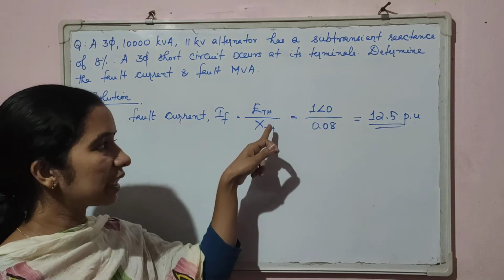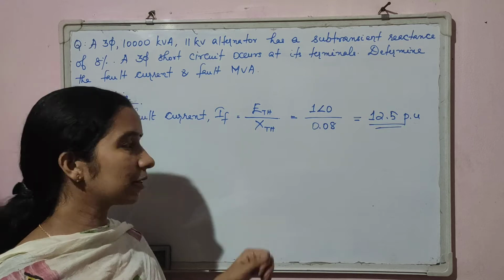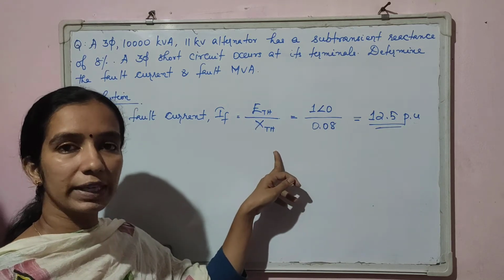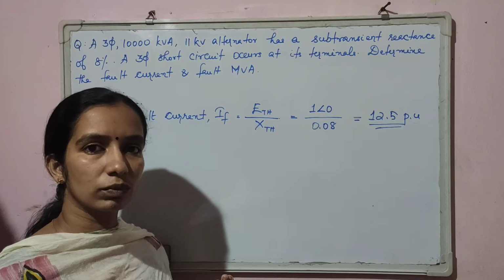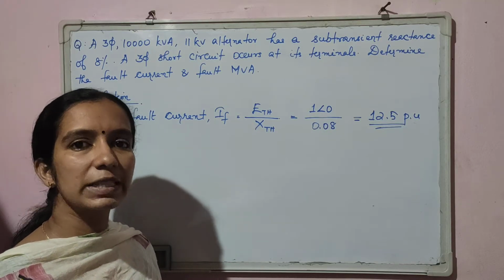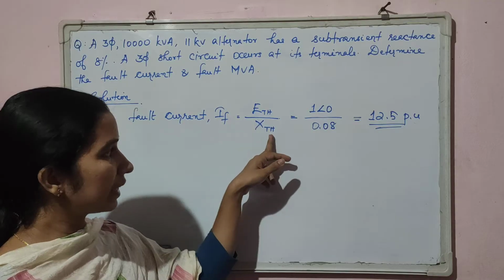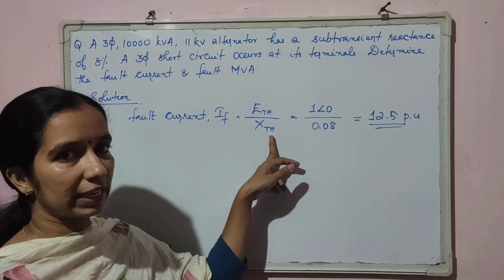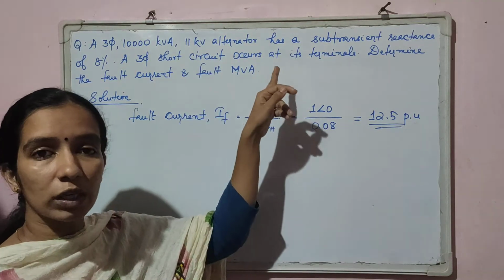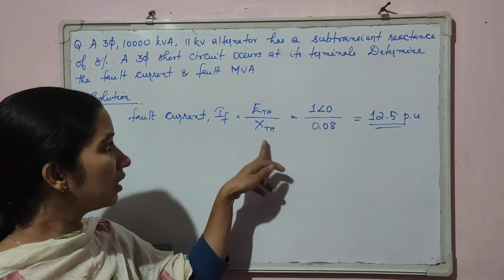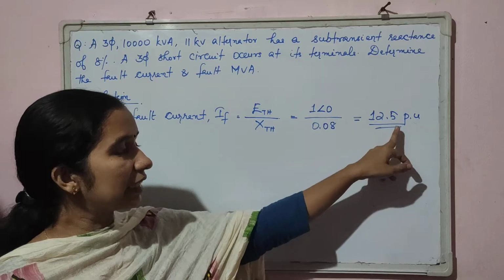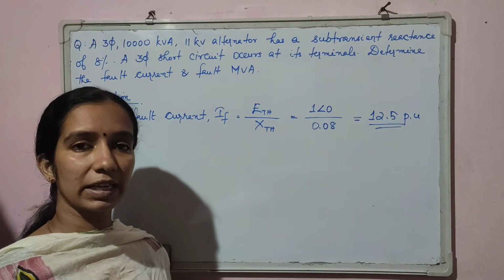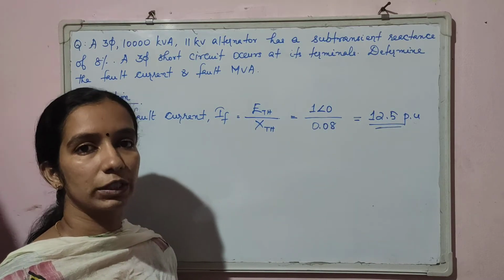So we know the equation as ETH divided by XTH. ETH is the pre-fault voltage. We will take the value of ETH as 1 angle 0 if it is not otherwise specified. Now XTH is the Thevenin equivalent reactance. Here there is only one component, that is an alternator, so we have to take the reactance of that alternator. So we will get the per unit value of fault current as 12.5 per unit.